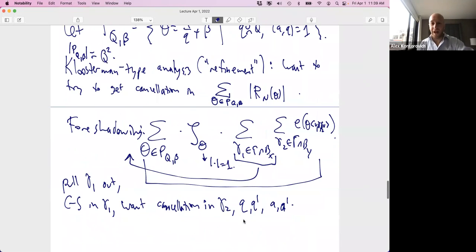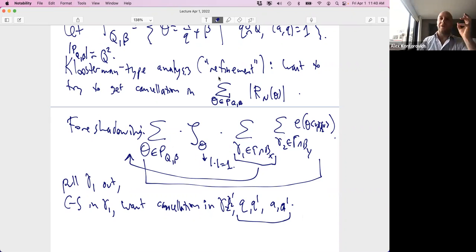So now we're going to have 4 things to sum over in Q and Q prime and A and A prime. And then there's going to be a gamma 2 and a gamma 2 prime. So we're going to want cancellation in all of these sums with this gamma 1 getting pulled out. And we'll see this extra cancellation will give us more Qs, if we can handle it.